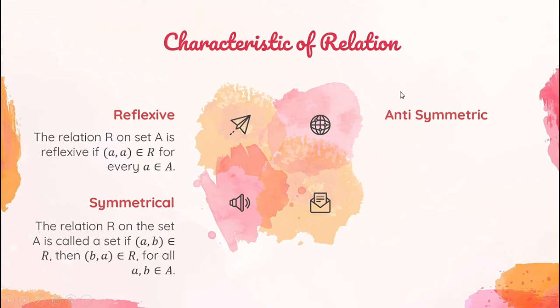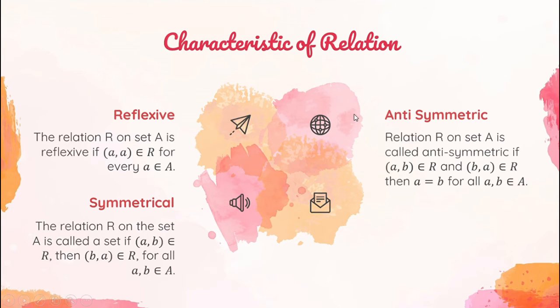3. We have antisymmetric. Relation R on set A is called antisymmetric if (a, b) is an element of R and (b, a) is an element of R, then a equals b for all a, b elements of A. Transitive.